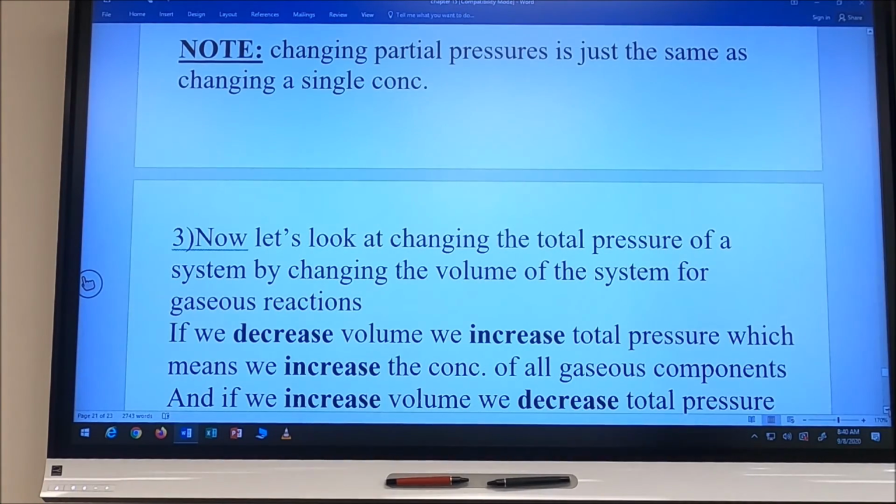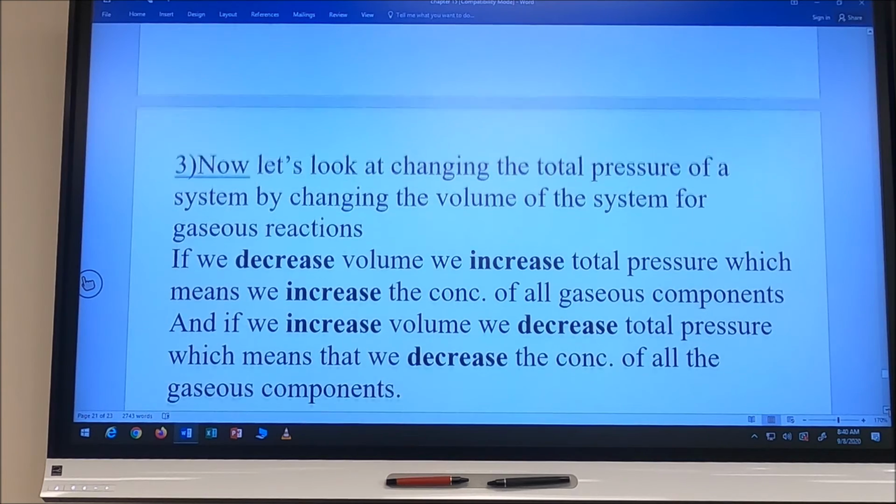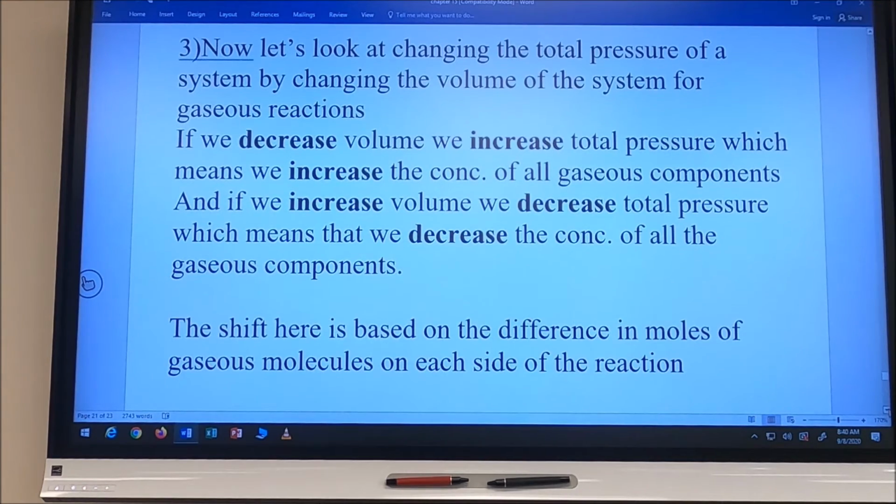Okay? When we're changing the total pressure of the system, we're going to do it by changing the volume of the system. Okay? If we decrease the volume of the system, we increase the total pressure, which means we've increased the concentration of all the gas components. If we increase the volume, we decrease the total pressure and we decrease the concentration of all of the reactants.